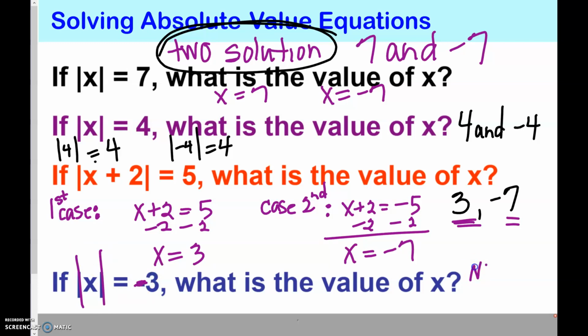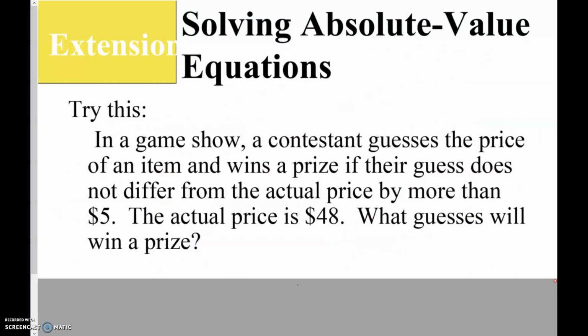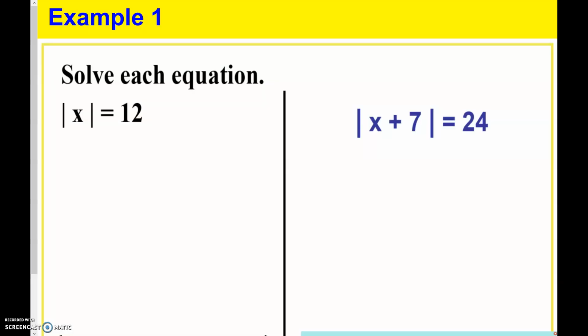So the answer here is going to be no solutions. We cannot ever take the absolute value of something and get out a negative number. All right, I'm going to do quite a few sample problems today, and so we'll just get going on those right away here.